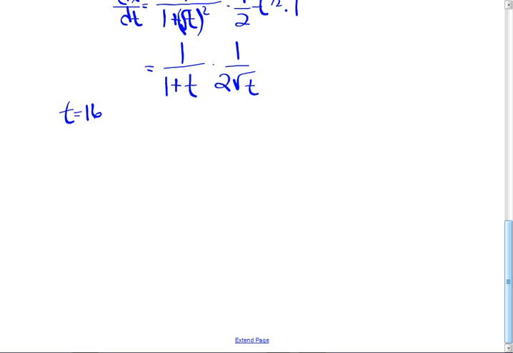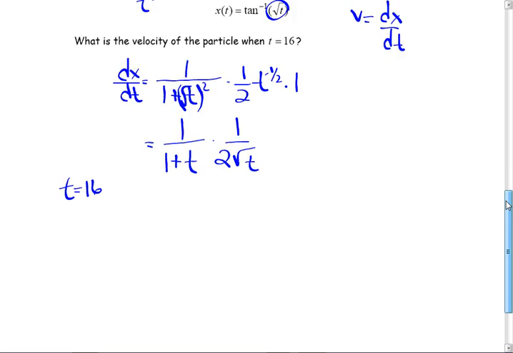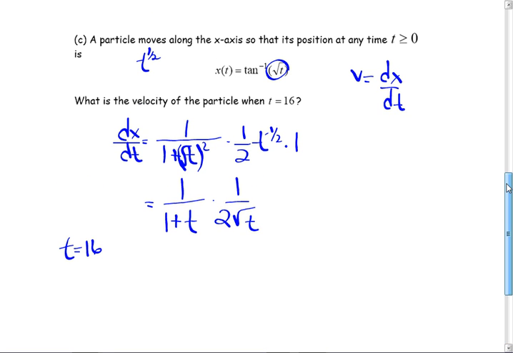Okay, you guys ready? Jack? I'm just following the rules. It's 1 over 1 plus the input squared. That's 1 over 1 plus t. Times the derivative of the inside function. Well, that's t to the 1 half. So it's 1 half t, then go down by 1 to the negative 1 half. And now we're going to put in 16.